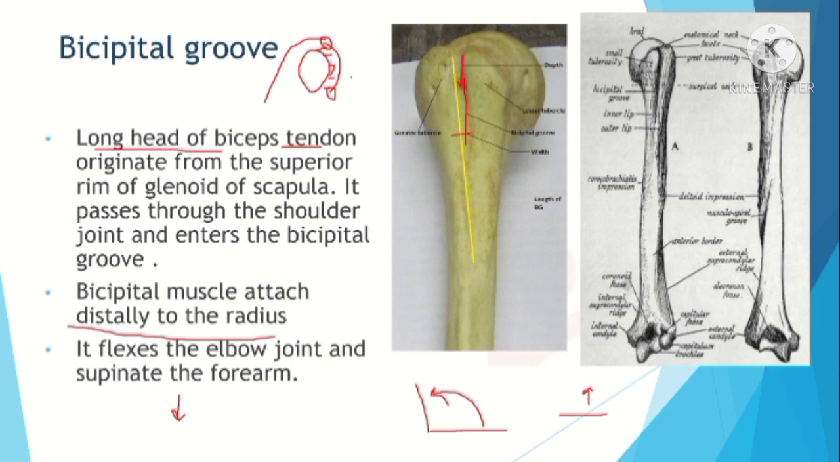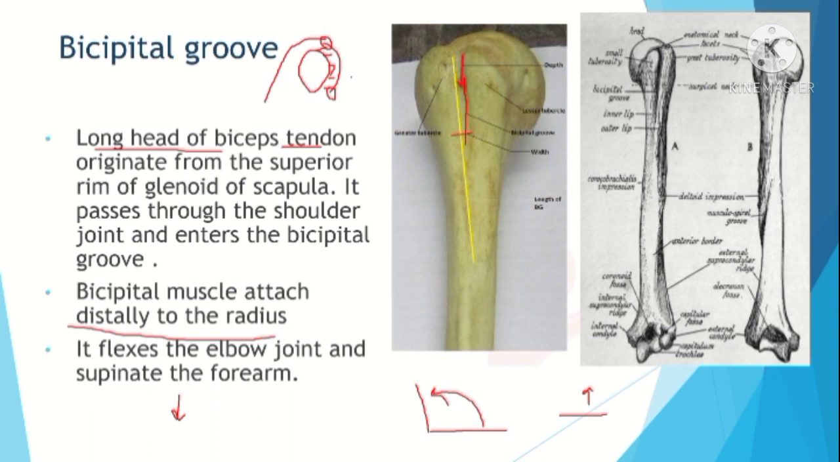We learned about the muscles. Why the name bicipital is given: because the biceps muscle passes through the bicipital groove. It first enters the shoulder joint and then passes through this groove. Then we learned about the function of the biceps muscle. What is the function? It helps in flexion of the elbow joint. It also helps in supination of the forearm.